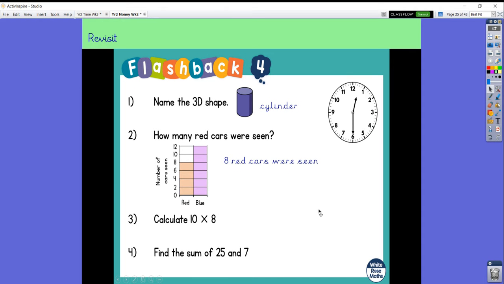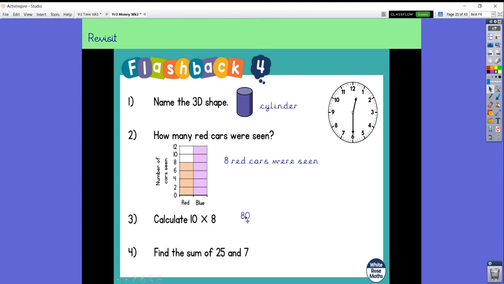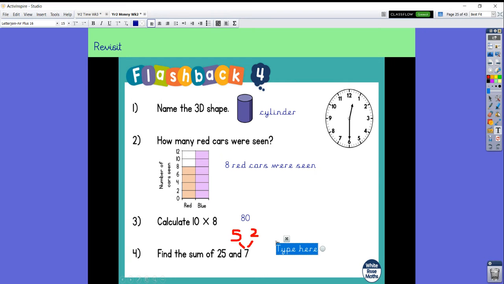We've then got 10 times 7, so 10 times 8, that's using your 10 times table. I know 10 times 8 is 80. Now remember, find the sum. Sum, remember, means add together. Now I'm going to quickly partition out 7, because I know 7 is the same as 5 and 2. So that makes it easier for us, because 25 add 5 is 30, and 2 more is 32. So 25, let's write that out as a sum. So 25 add 7 equals 32.